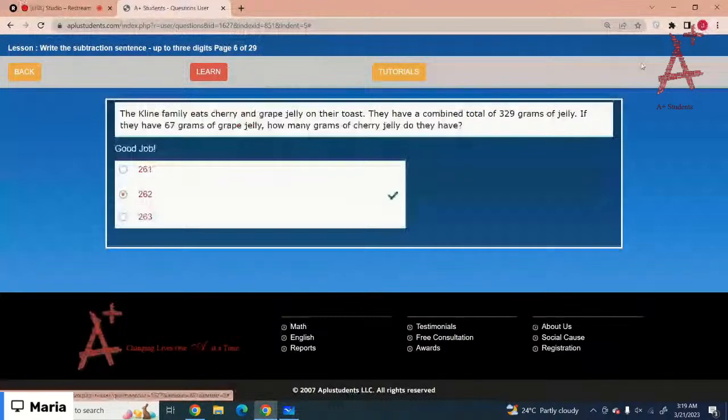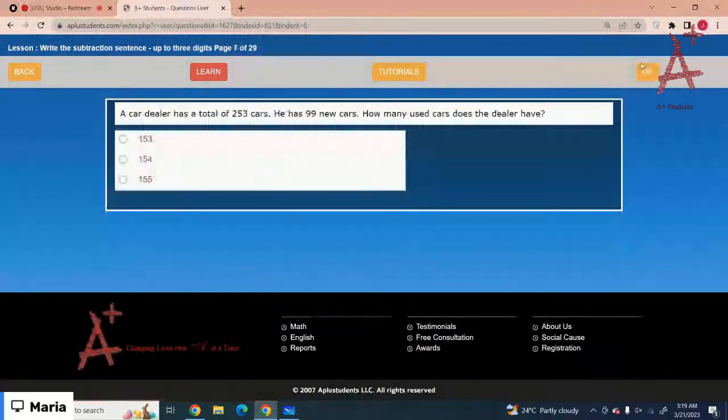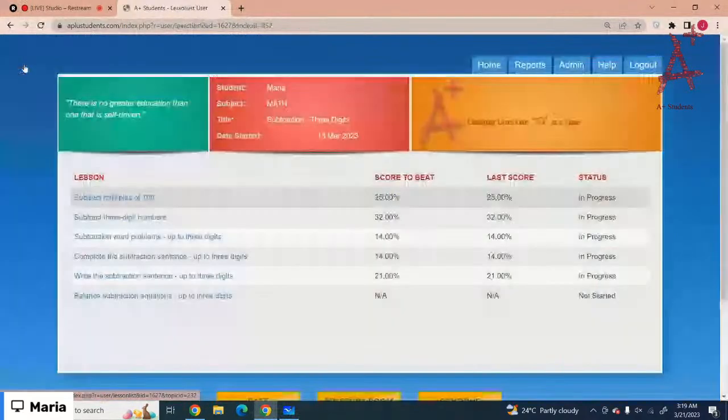Okay, you can complete the test by yourself later today. Let me just move on to the next lesson. If you need more help with the lesson, you can contact any tutor on Skype. They are available from Monday to Friday, 5 to 9. Got it? Okay, the next one is balance subtraction equations up to 3 digits.